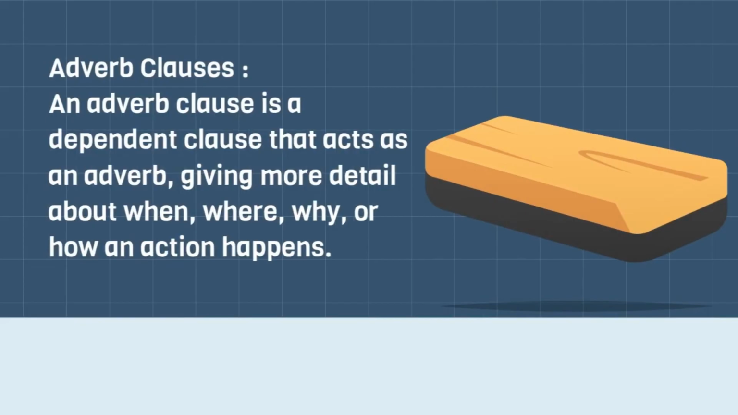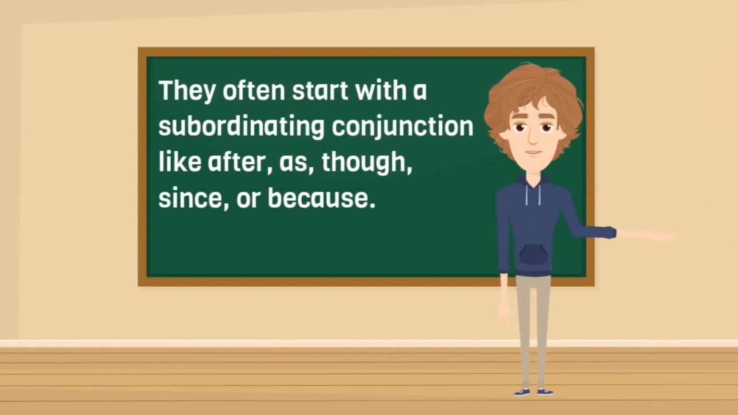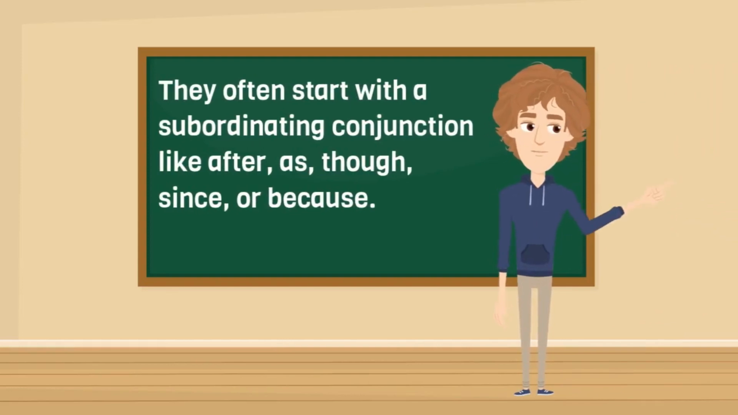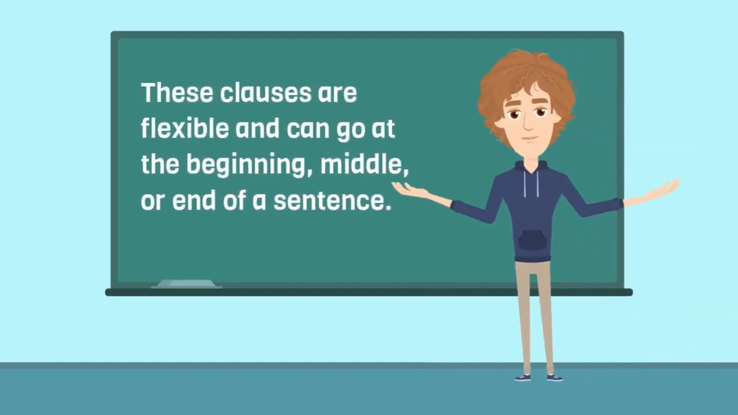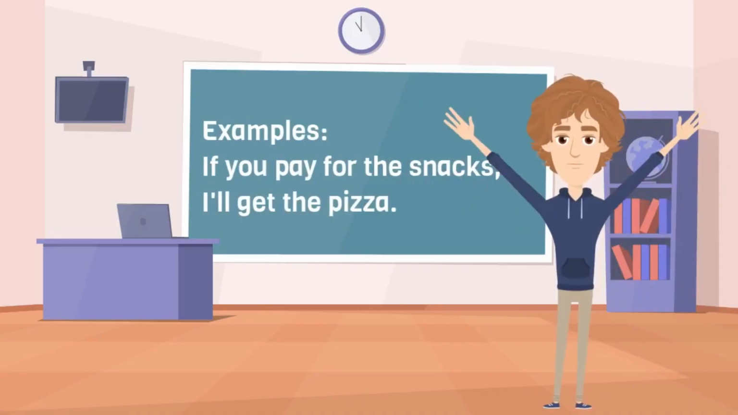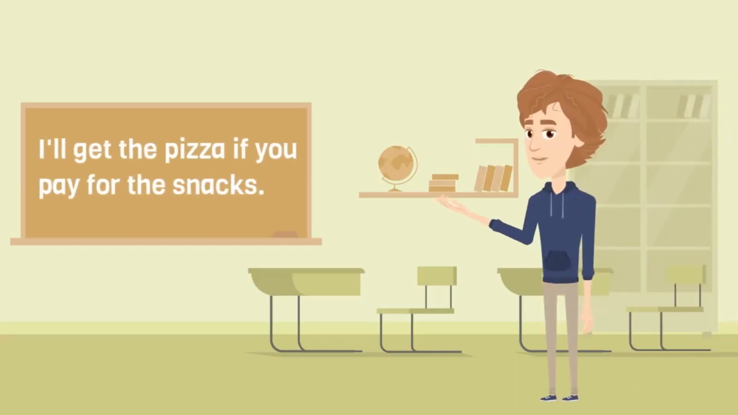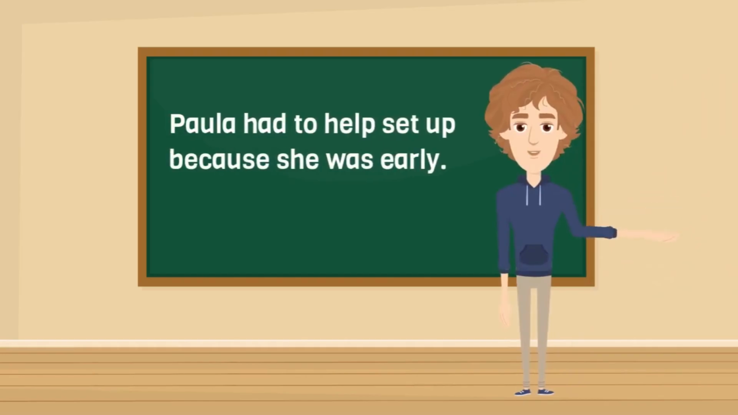Adverb clauses are dependent clauses that act as an adverb, giving more detail about when, where, why, or how an action happens. They often start with subordinating conjunctions like after, as, though, since, or because. These clauses are flexible and can go at the beginning, middle, or end of a sentence. If you pay for the snacks, I'll get the pizza. I'll get the pizza if you pay for the snacks. Paula had to help set up because she was early.